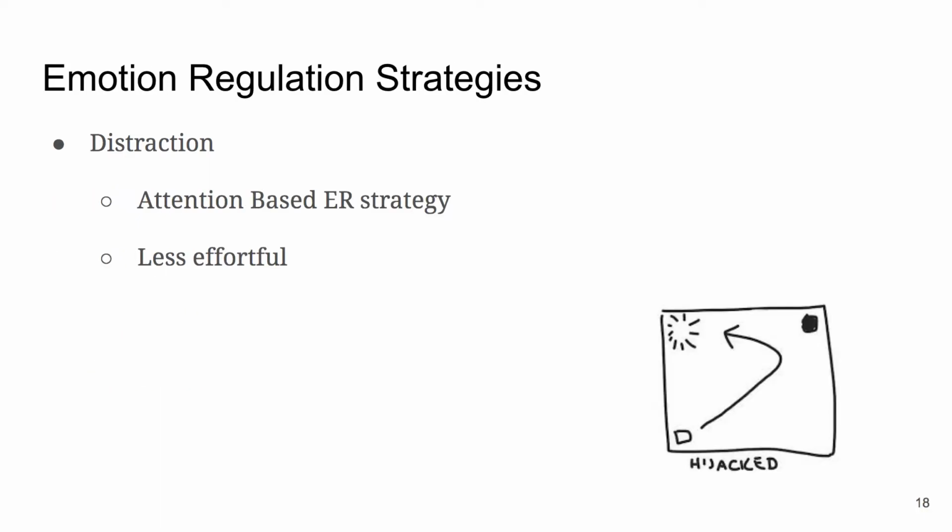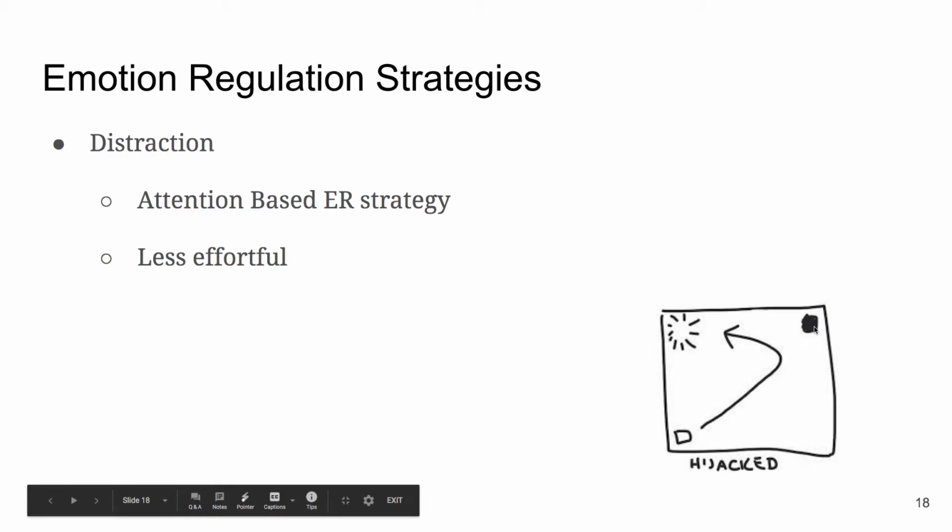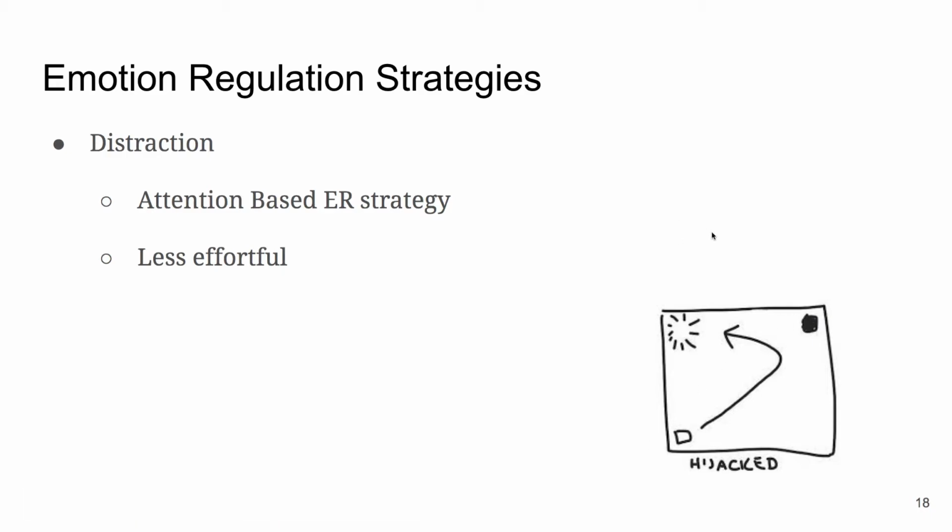When we're talking about distraction, we're really talking about using our attention. Say we're supposed to be attending to this, well, we're redirecting our attention to something else. Examples of this: listening to music, watching TV, listening to a podcast.